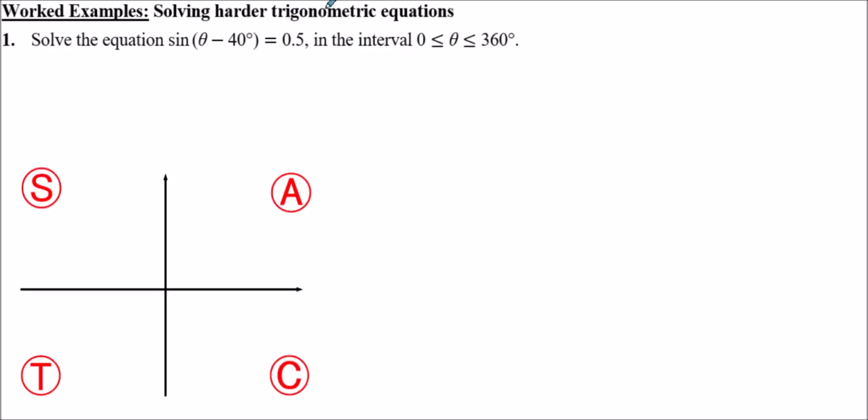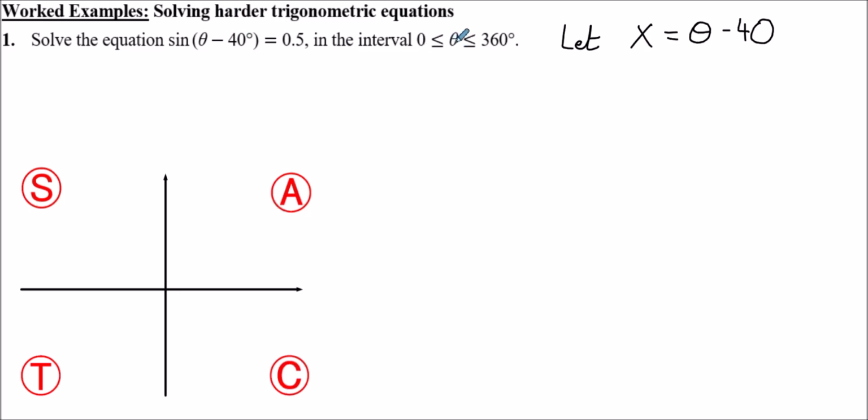So what I'm going to suggest is we just take this theta minus 40 and rewrite it simply as sine big X. So what I'm going to say here is let big X equal theta minus 40. Now because we're changing the variable from theta minus 40 to this x, this is also going to affect the limits of what we're searching for.